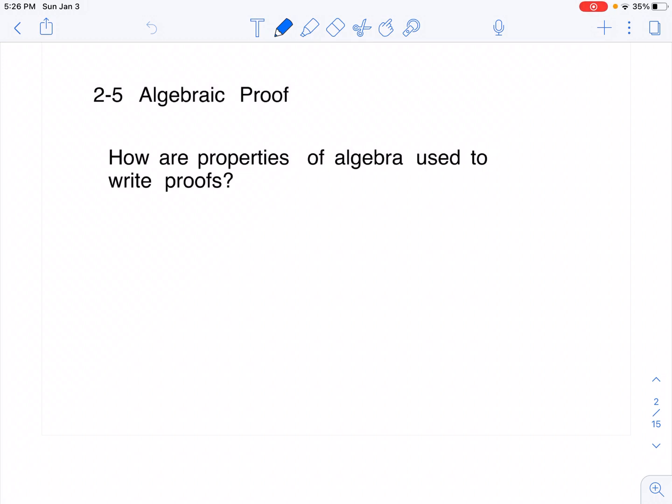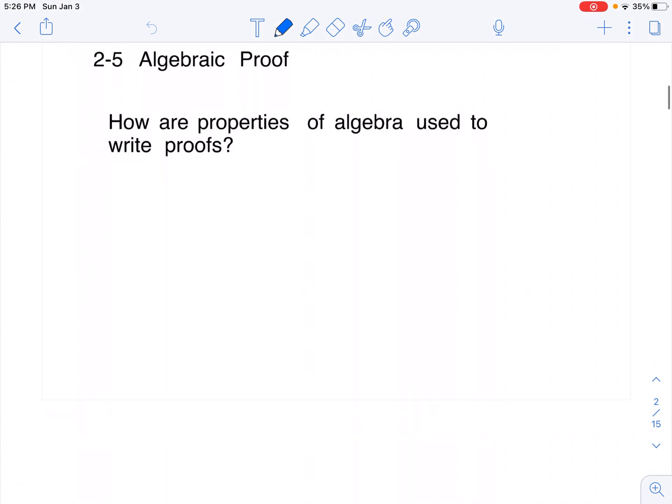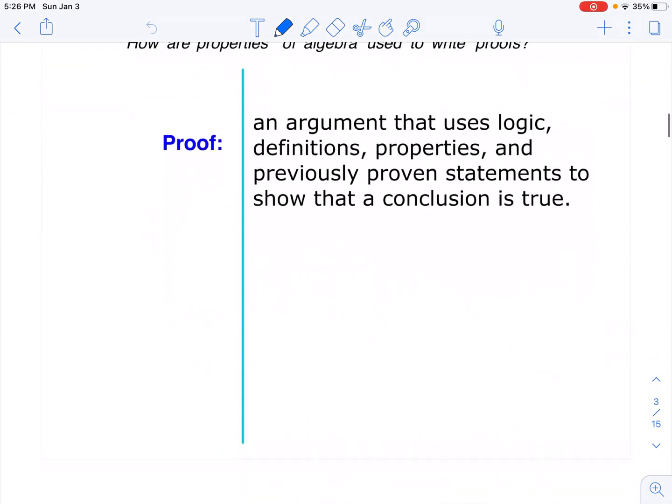Learning how to write a formal proof. And we're going to do that using algebra first, because that's something you're familiar with. So how are properties of algebra used to write proofs? This is section 2.5 in your book.